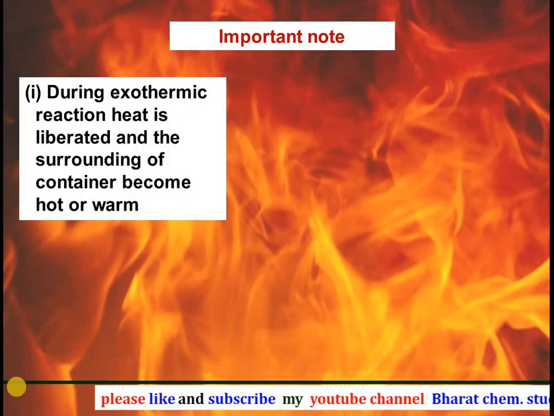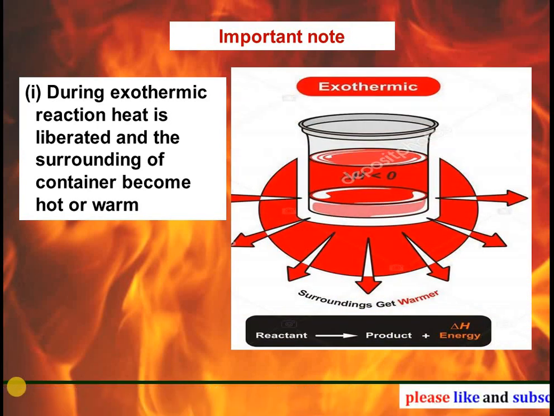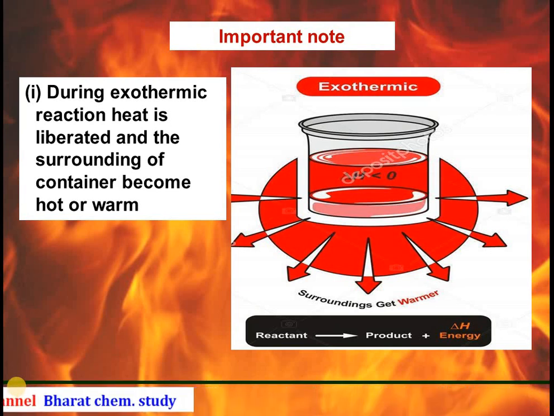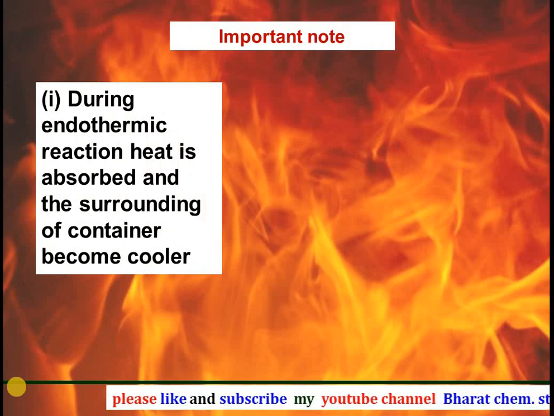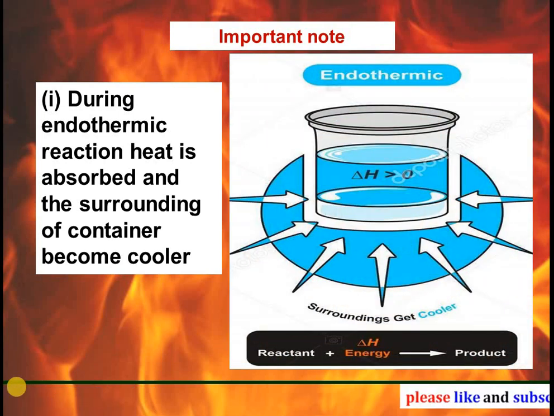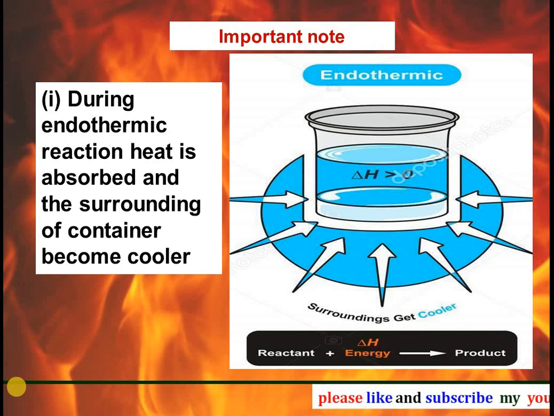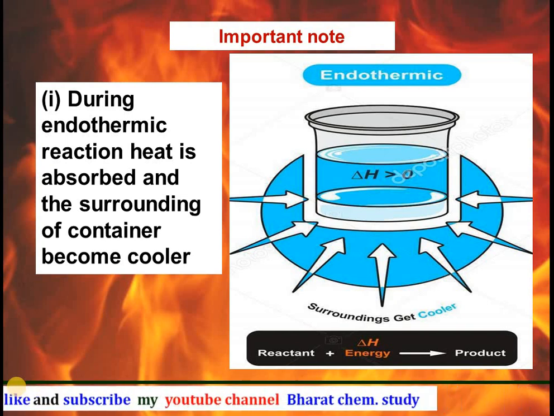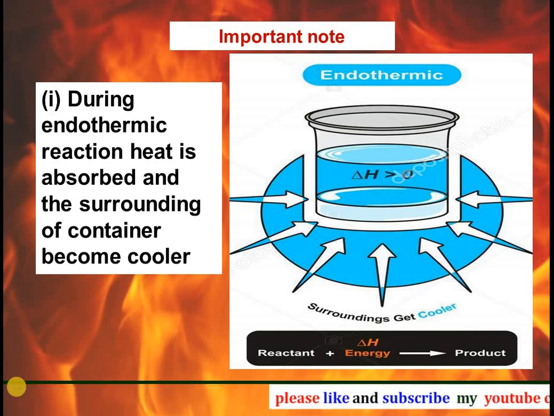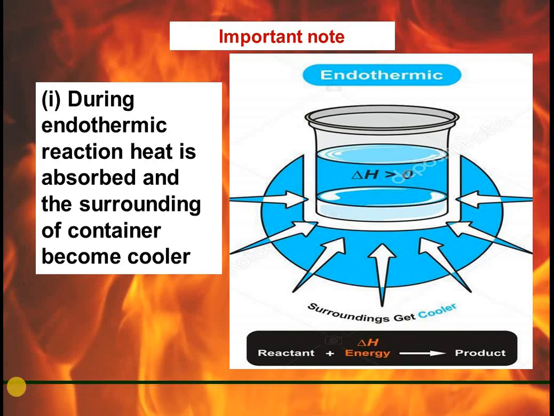Important note: during an exothermic reaction, heat is liberated and the surrounding of the container becomes hot or warm, as indicated by this picture. And during endothermic reactions, heat is absorbed and the surrounding of the container becomes cooler. That means it becomes cold from the outside. And this is the case when heat is not given from outside. It itself absorbs heat and only then it becomes cold. But if we are providing heat, then the container will not become cold. That point should be remembered.